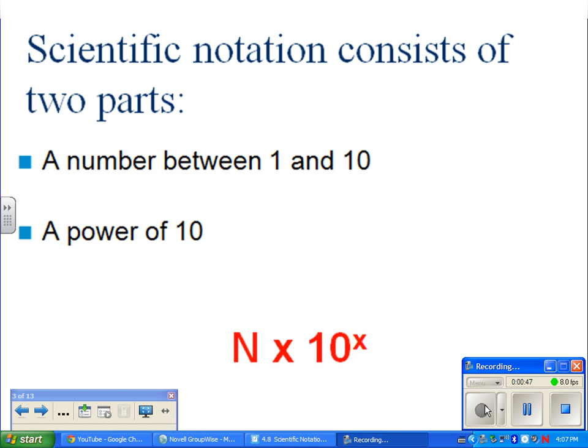Scientific notation consists of two parts. It is a number between 1 and 10, and it is a power of 10. It can be expressed as n times 10 to the x power.